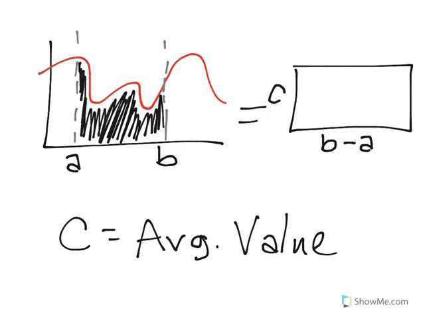So what we need to understand about the average value is that it is a c value that will kind of act like a y value that creates a rectangle that has the same area as the area under the curve.